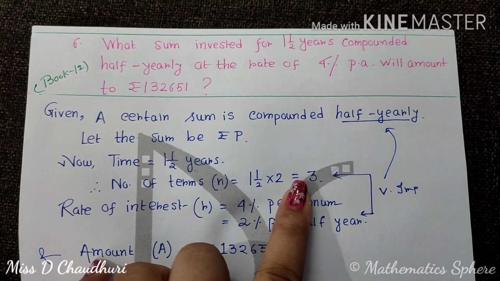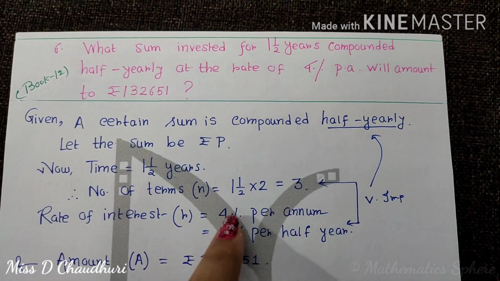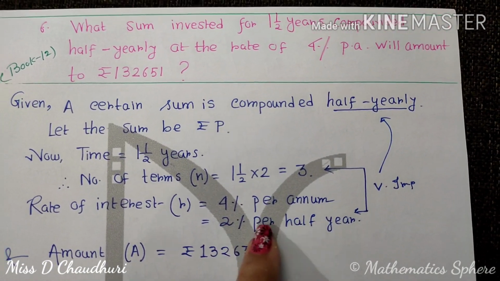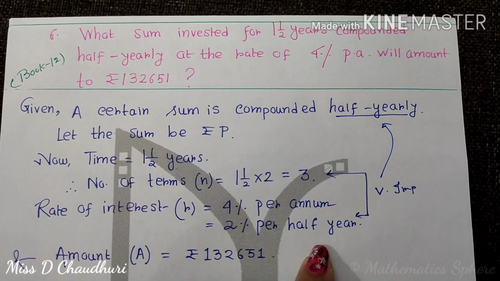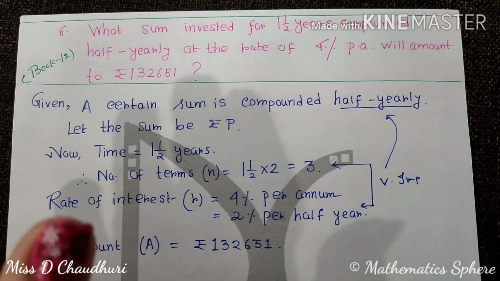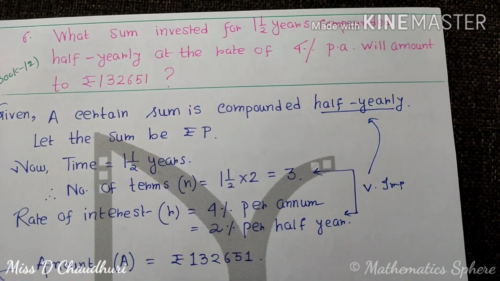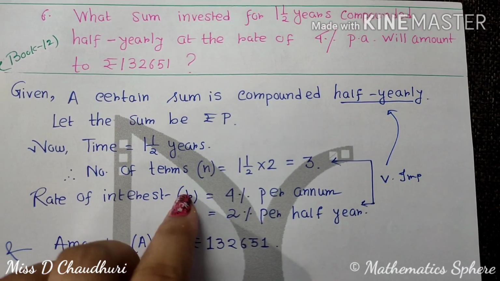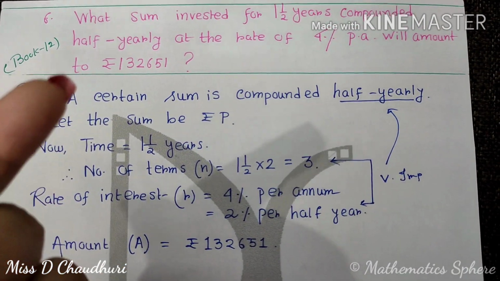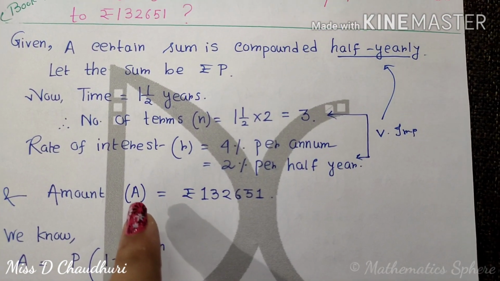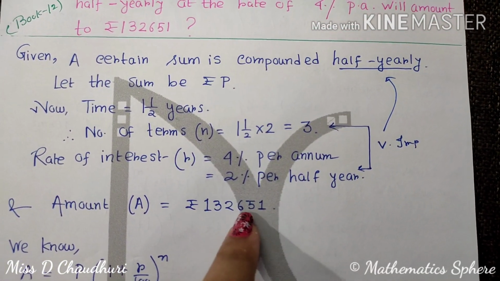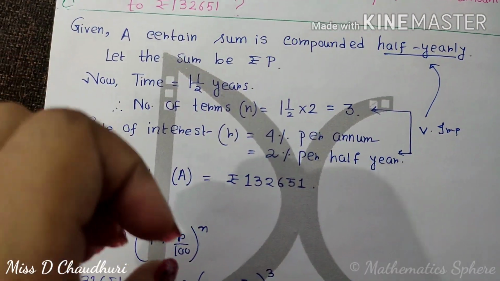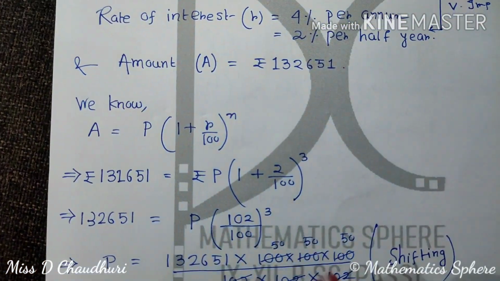So n is 3. Again, in case of rate, the rate is 4% per annum, but my dear, it will be taken as 2% per half year, because for 6 months you are not going to pay the interest for the whole year. You have got the time n, you have got r, and in place of A, it is given that the amount is 132651. Whatever is given we will just put in the formula and solve.